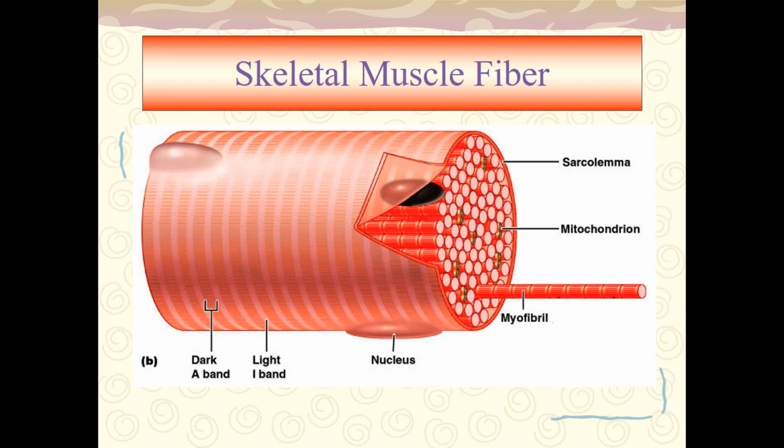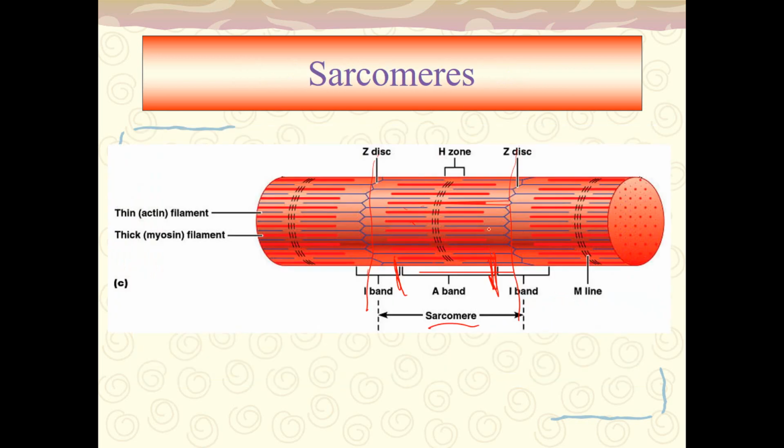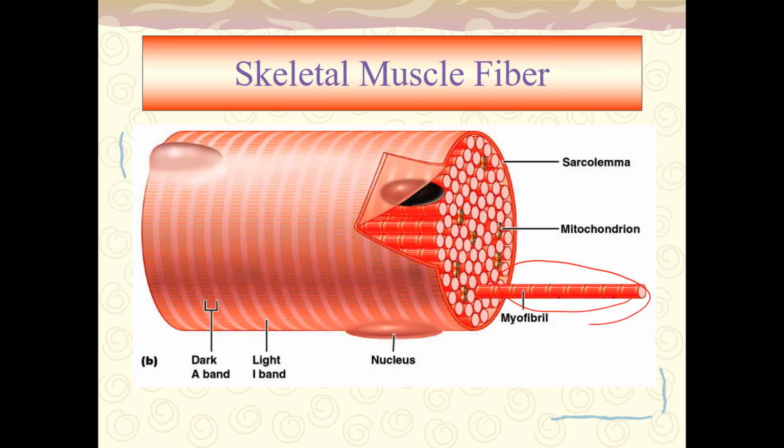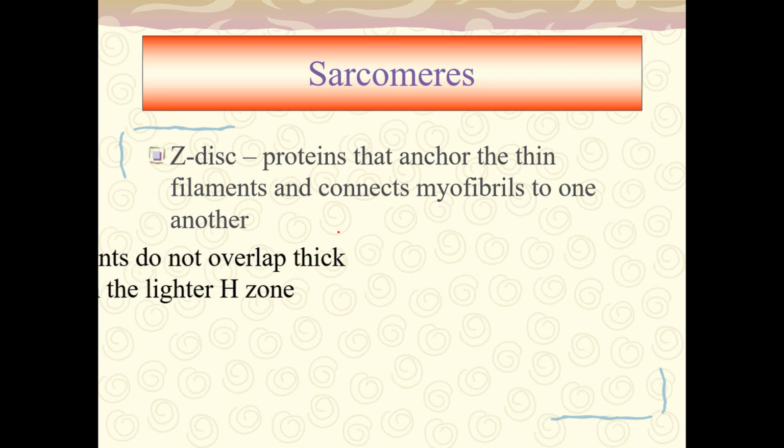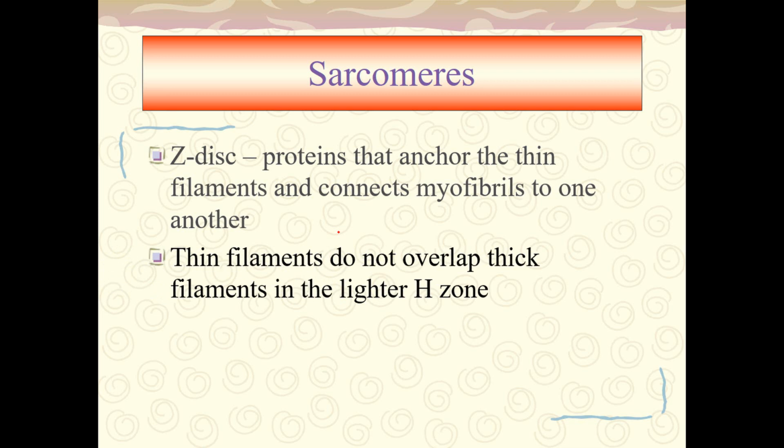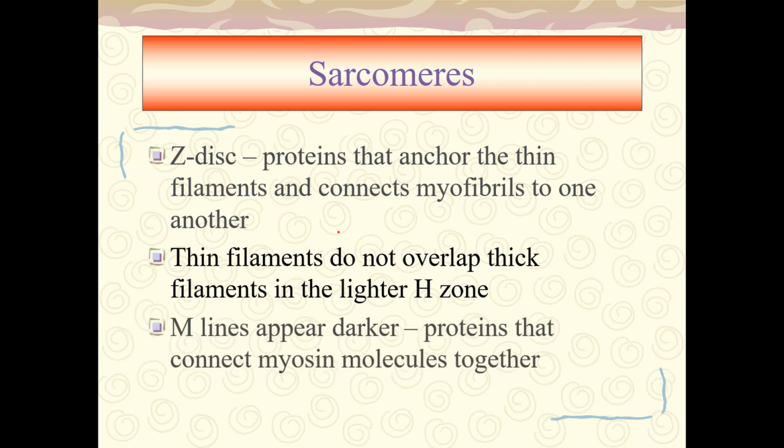So this is just to show, if I take out one myofibril and blow that up, I'm going to back up one slide, then this is what we have. Between two successive Z discs are the sarcomeres. The Z disc anchors the thin filaments. The thin filaments don't overlap the thick filaments in a lighter H zone. And the M lines appear darker, proteins that connect myosin molecules together.